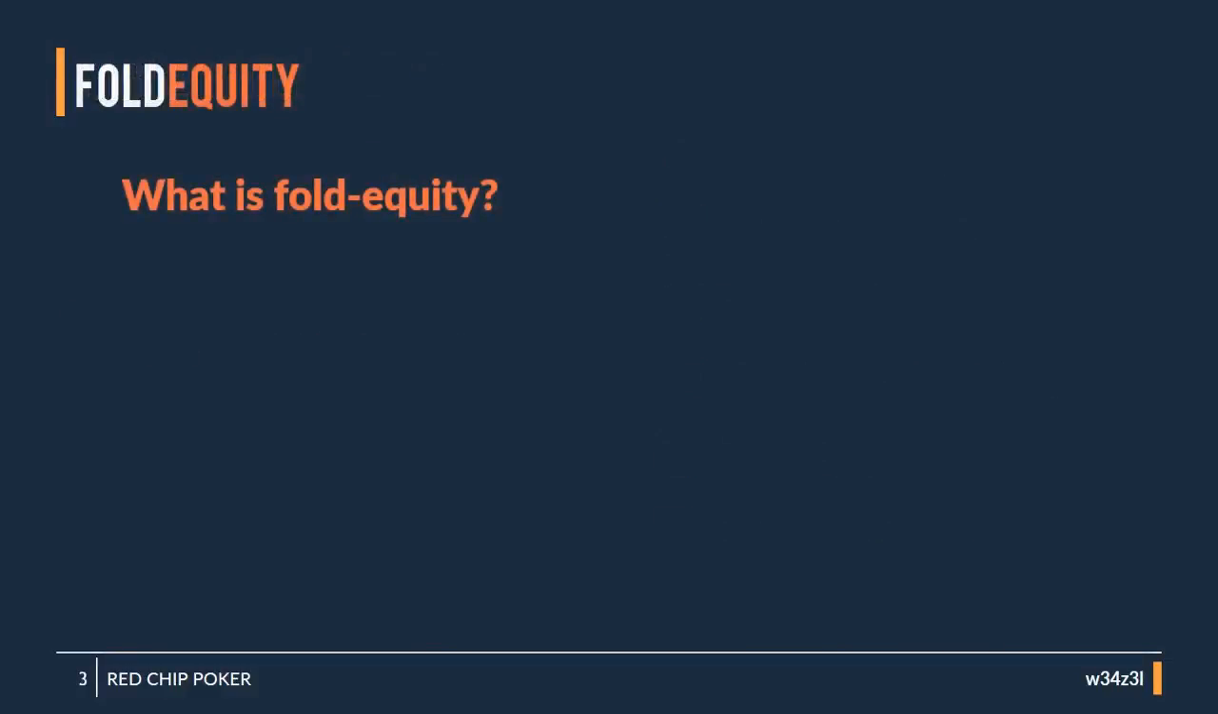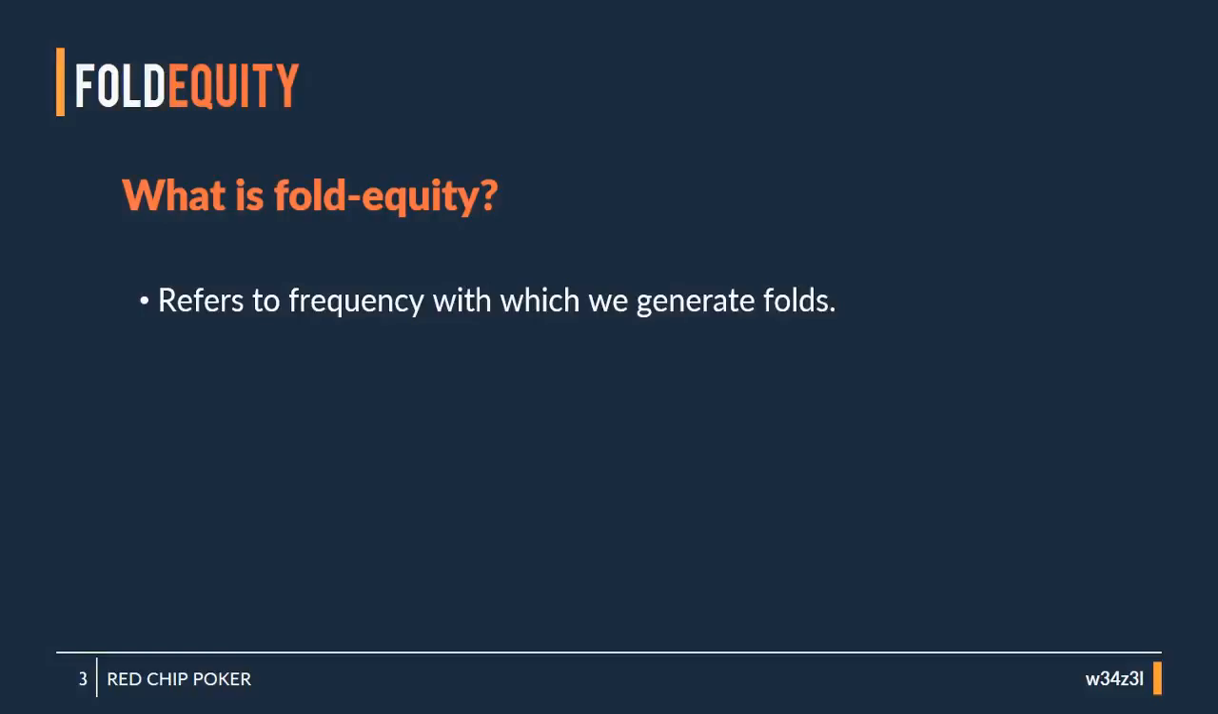Firstly, what is fold equity? Let's keep this very simple. It refers to the frequency with which we generate folds. For example, if we make a bet on the flop and we estimate that our opponent is going to be folding about 40% of the time, we can say that we have 40% fold equity.